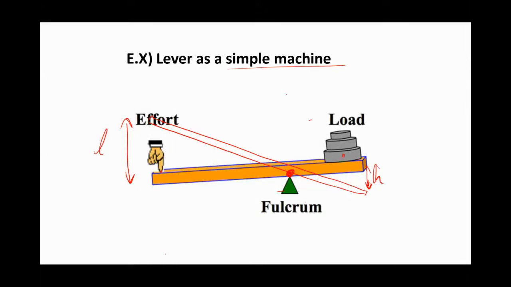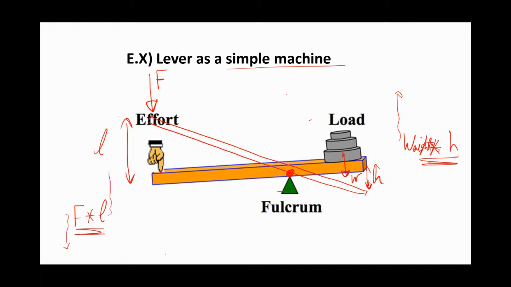So the work done here, by the effort of the person, is F times L. While the work done on the other side, we have weight W times H. So the work done here is force times L. The work done on the other side is W, the weight, times H. We said the weight is very big and the F is very small. But on the other side, the L is very long and the H is very small.